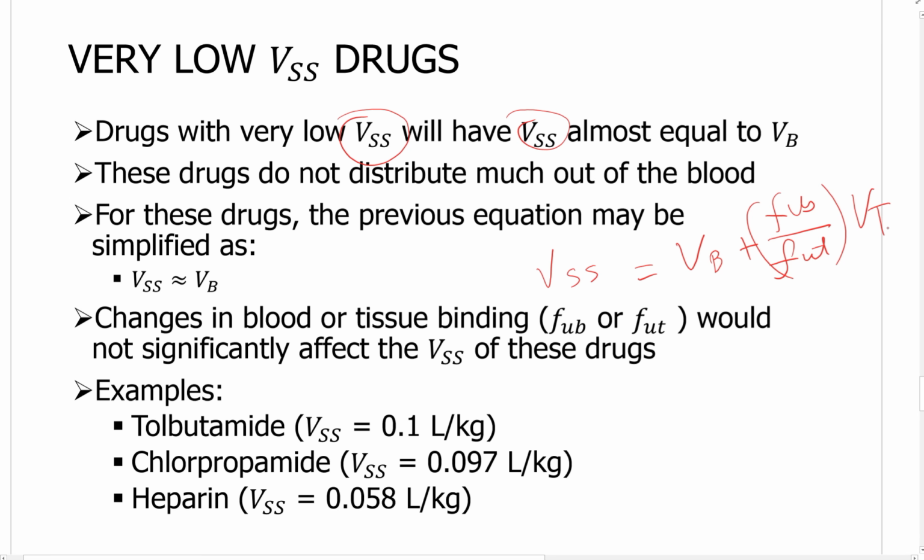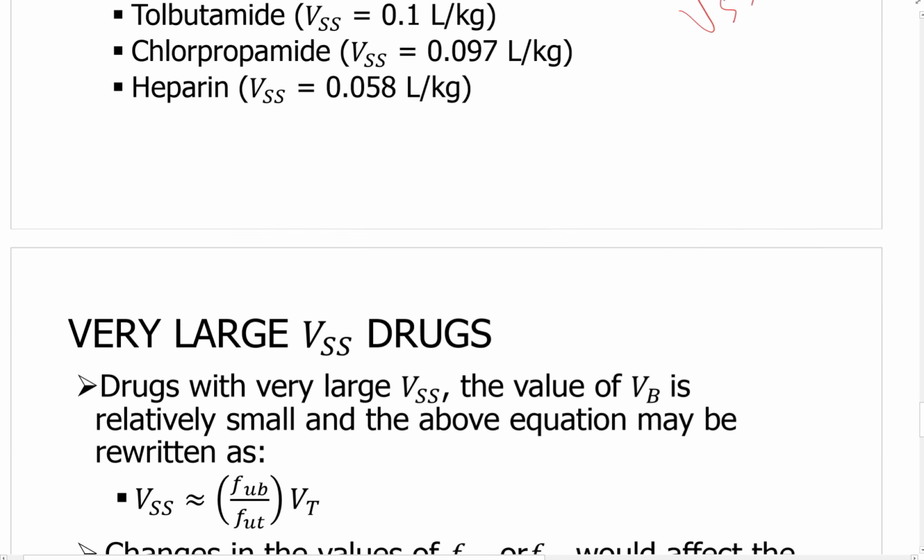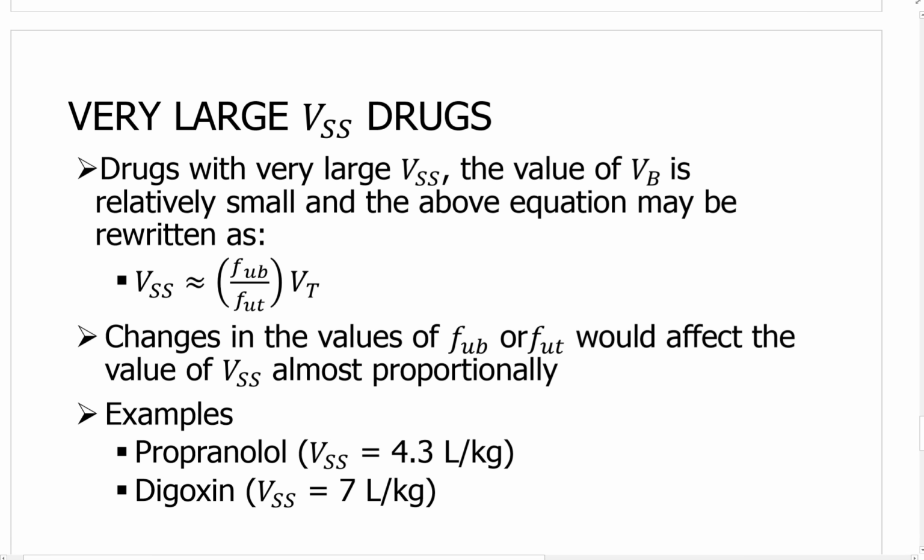That means there is little or no free drug. So here, if it becomes zero almost, VSS is going to be VB. For example, in case of the changes in blood and tissue binding would not significantly affect VSS. So if little changes occur here and there, there will be no change in the VSS. But drug with very large VSS, as you can see, VSS is going to be this one, FUB, FUT, VT.